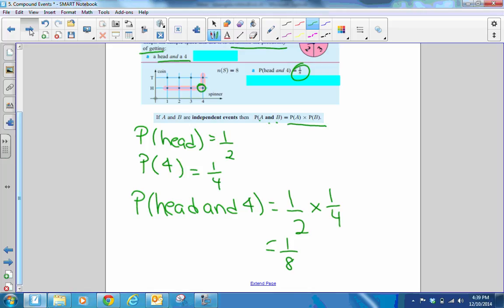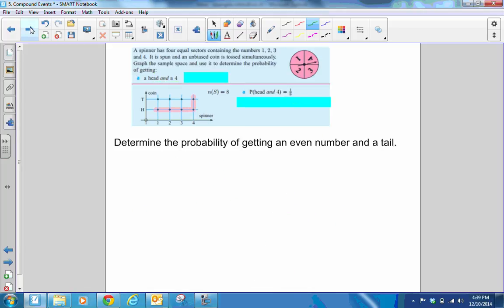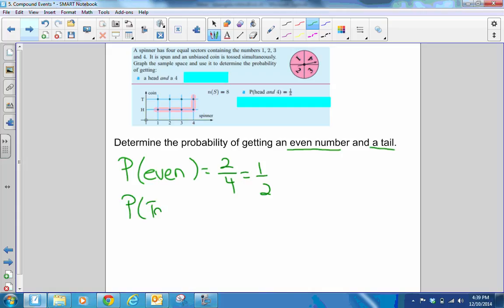Let's check another example. So it's the same spinner with a coin, but this time we're going to get an even number and a tail. So the probability of getting an even number in the spinner is 2 out of 4, which is a half. And the probability of getting a tail in the coin is a half.